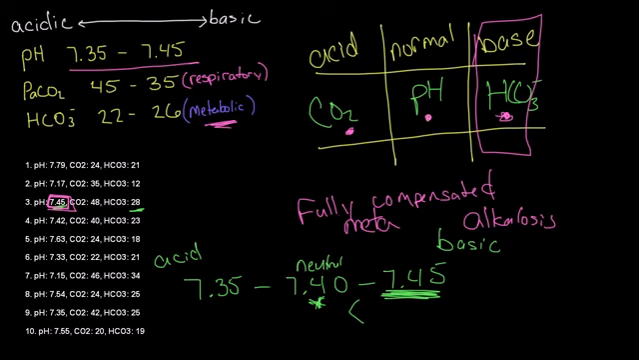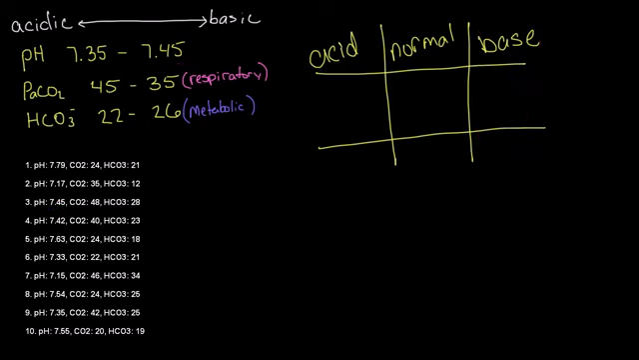So let's go ahead and get rid of this stuff here and do a couple more. Okay, so number 4, our pH is 7.42. This is normal, so pH goes in the normal column. CO2 is 40. This is also normal, so we write down our CO2 in the normal column. And our bicarbonate, 23, is also normal, so it just kind of goes down here.